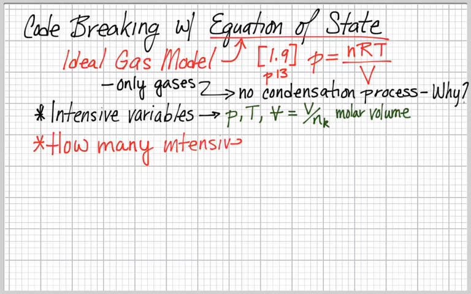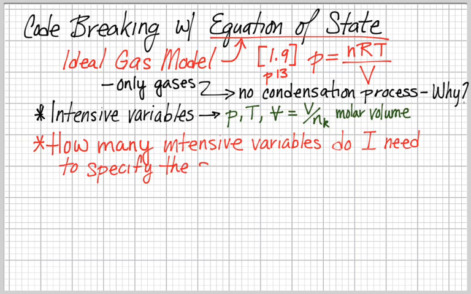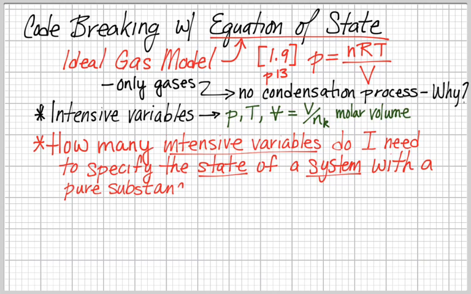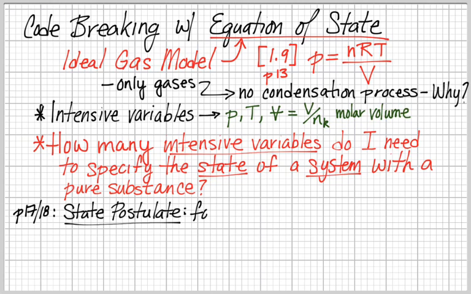So, how many intensive variables is it going to take to basically specify the energy address, the state of a system, given that I have a pure substance that's behaving according to ideal gas behavior? Well, it turns out we have that answer on page 17 and 18. It's called the state postulate, right?